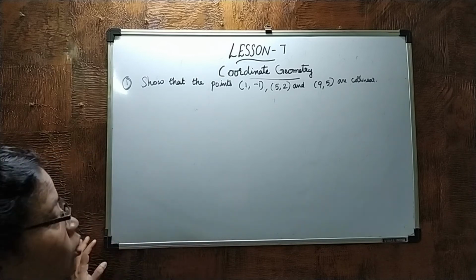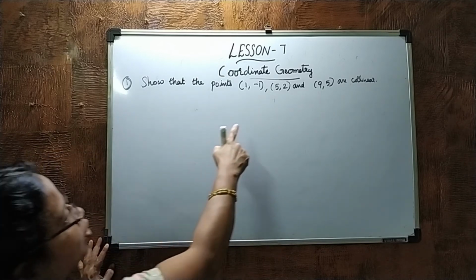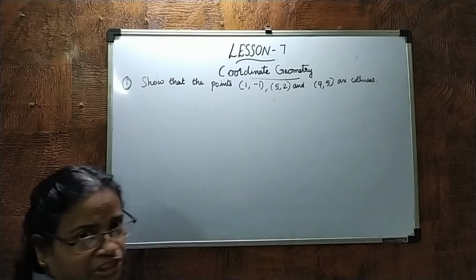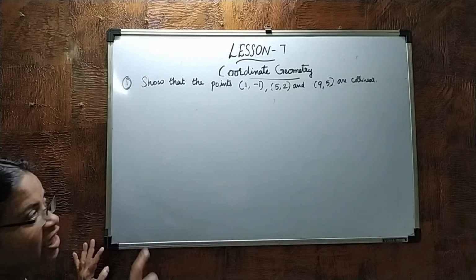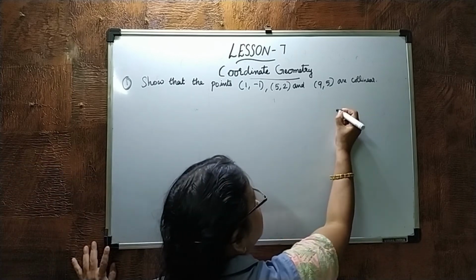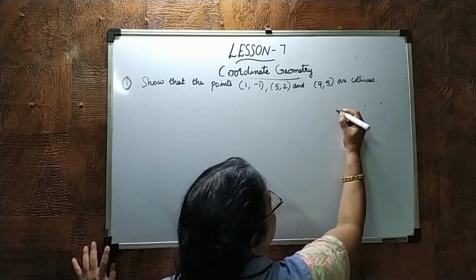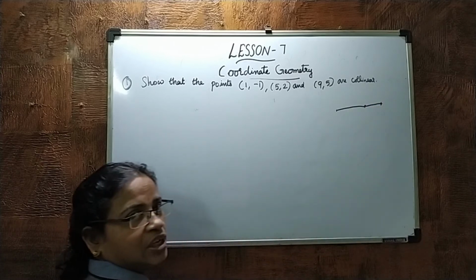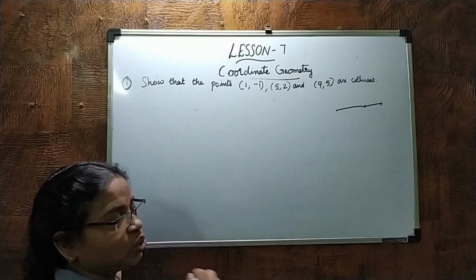Now one extra question we will start. Show that the points (1, -1), (5, 2) and (9, 5) are collinear. Three points are given. You have to say whether these three points are collinear, that is, whether they are in a line or not.